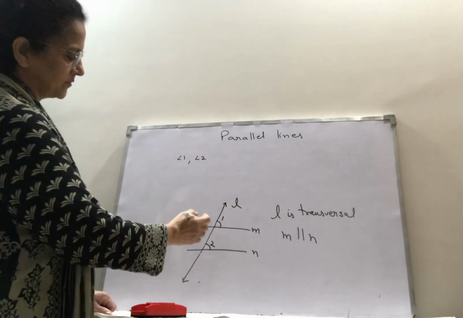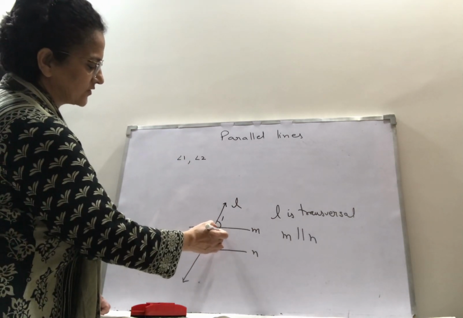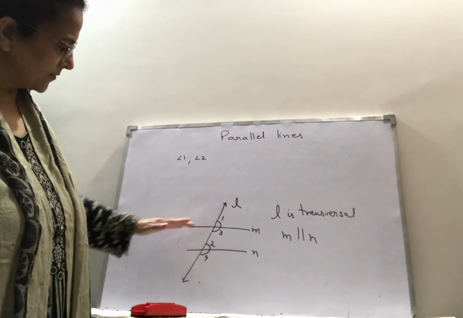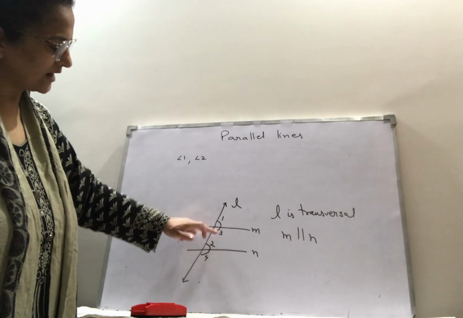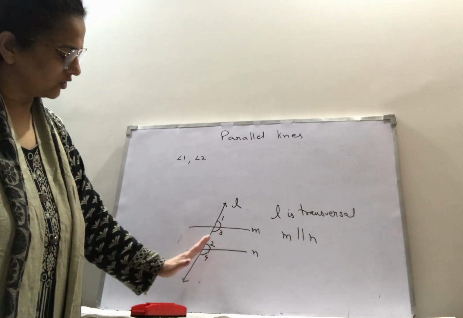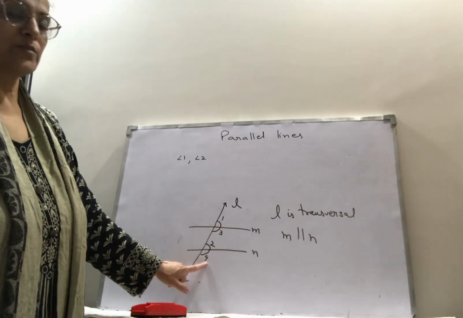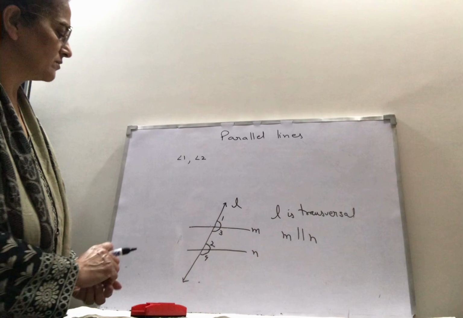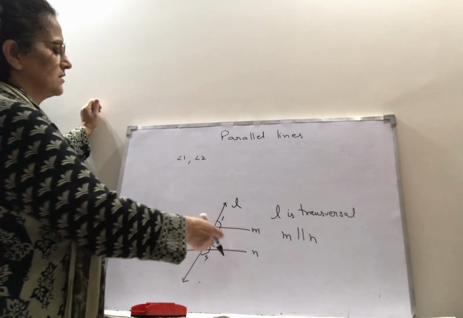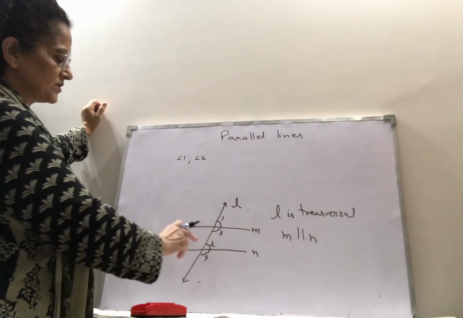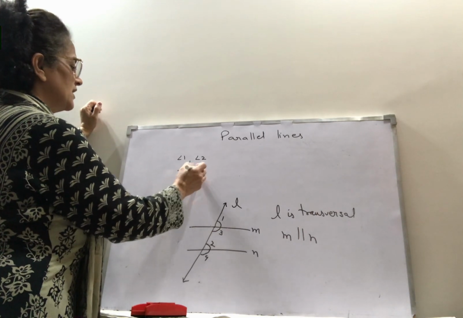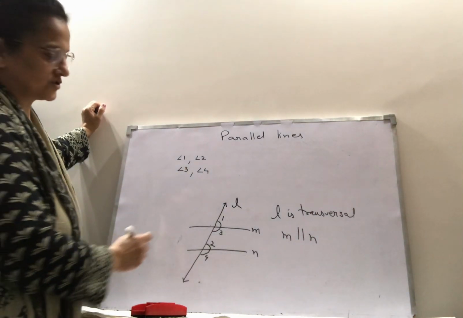Let's see another pair. If I mark this as 3 and this as 4. Now they have the same position. 3 is below the line on the right side. 4 is below the line on the right side. So they have same position for these two parallel lines. We'll further discuss about these angles and the parallel line conditions. So 3 and 4 again have same position.